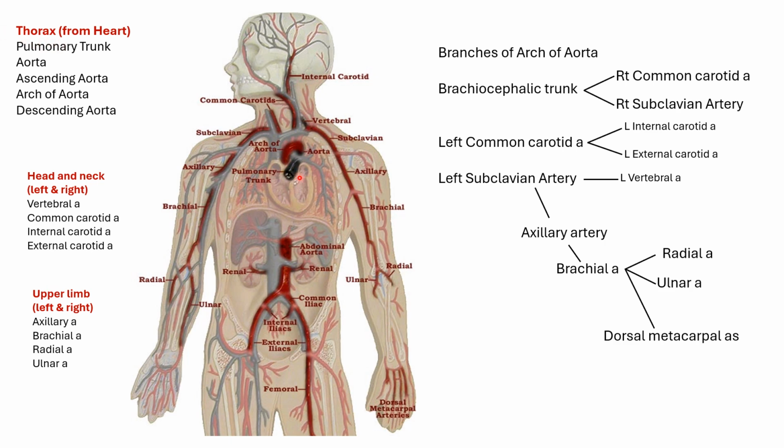Let's start from the heart. So the heart is present in the thorax. This is the heart. From the right side of the heart, when the right ventricle contracts, it pushes blood into the pulmonary trunk. The pulmonary trunk takes the blood to the lungs.